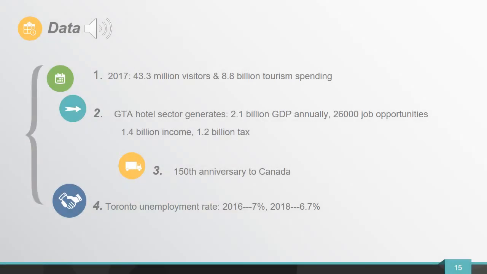When you look at the data, in 2017 Toronto set a record of welcoming 43.3 million visitors and 8.8 billion in tourism spending. And GTA hotel sectors generate 2.1 billion in GDP annually, 26,000 job opportunities, 1.4 billion in income, and 1.2 billion in tax. Politically speaking, the 150th anniversary of Canada attracted more visitors to come to Canada. Toronto's unemployment rate has also decreased from 7% in 2016 to 6.7% in 2018.